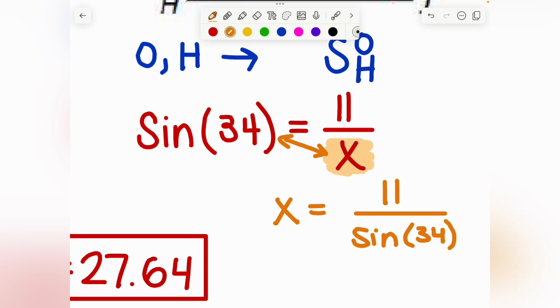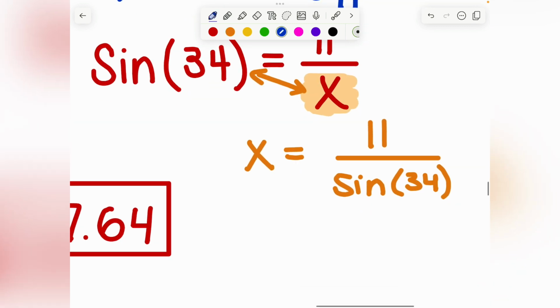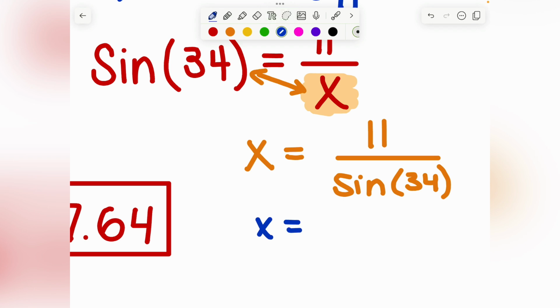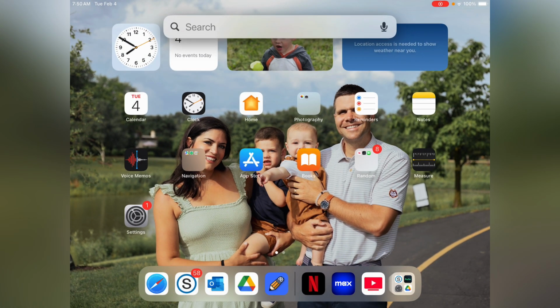Then we're just going to put this in our calculator. It's really a calculator problem. So I'm going to type this exact thing into my calculator. I highly recommend using test mode.